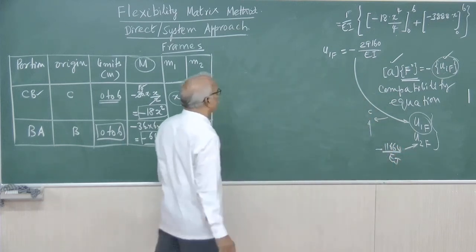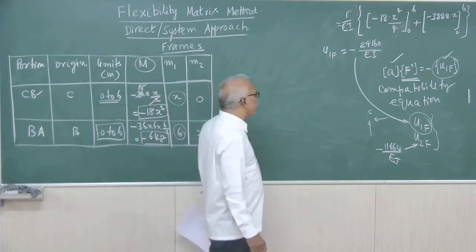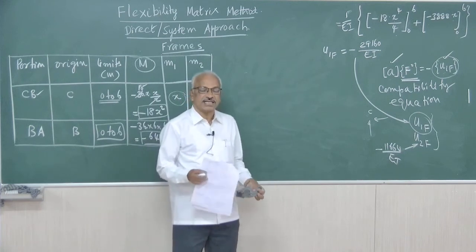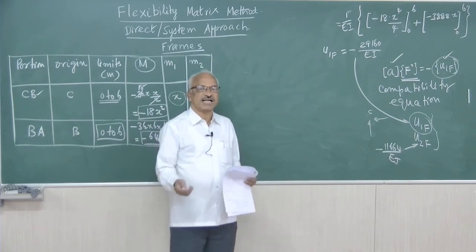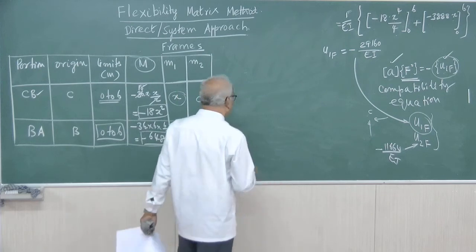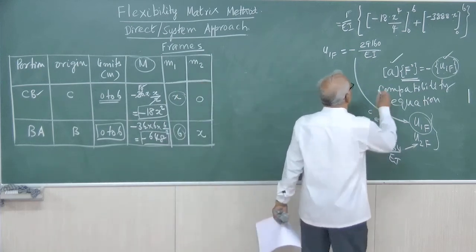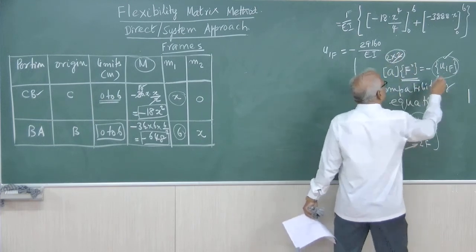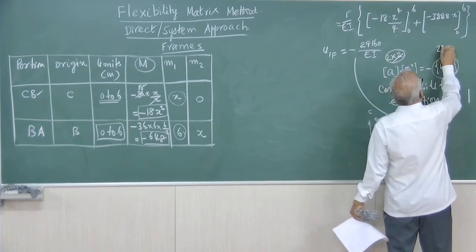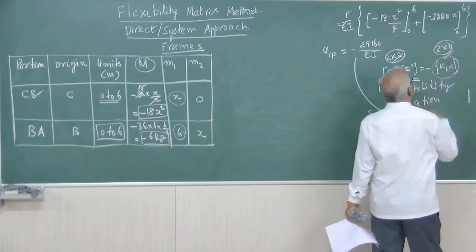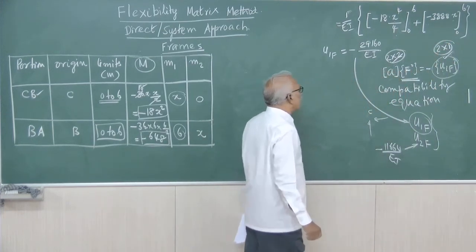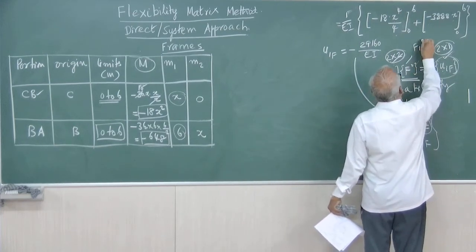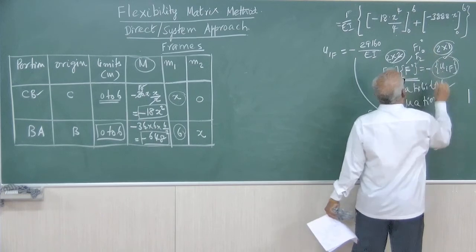Right. Now, next is that of the A matrix. We know the size of the flexibility matrix is decided by the degree of static indeterminacy. Here the static indeterminacy is 2, therefore the size of this matrix will be 2 by 2. So there are two redundants, namely F1 naught and F2 naught. We have to find them out.